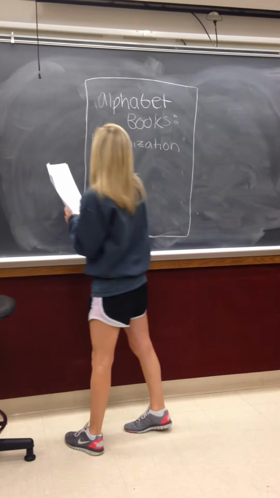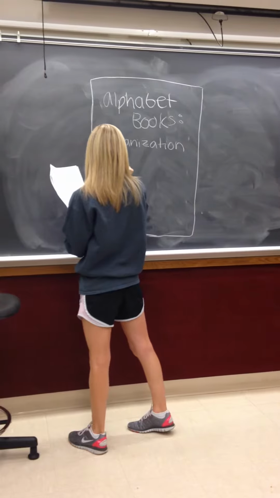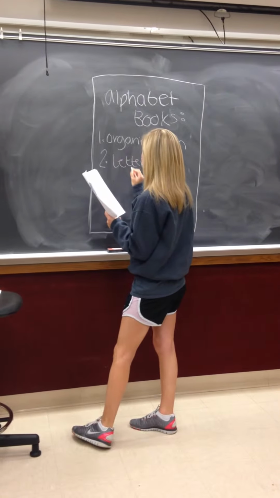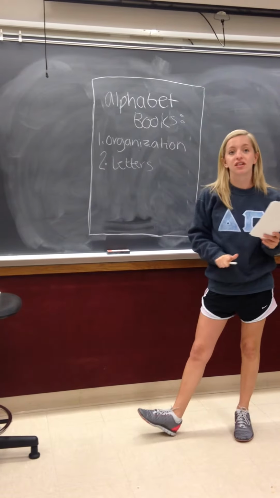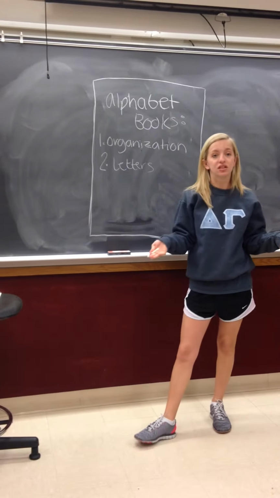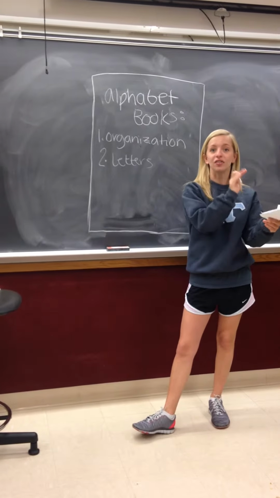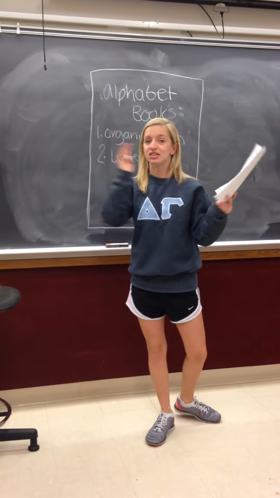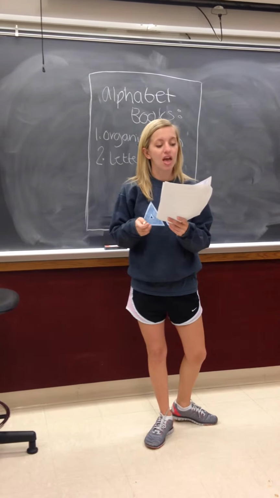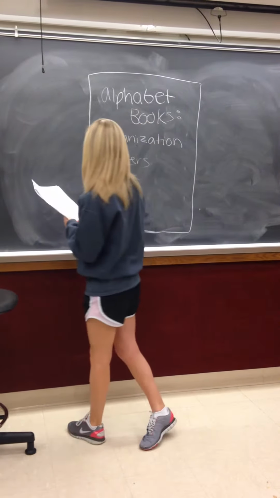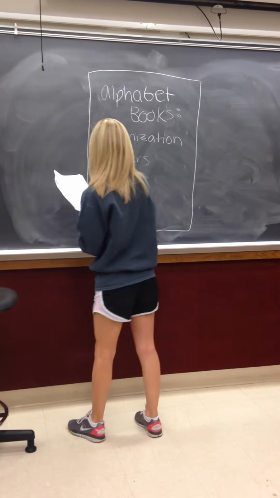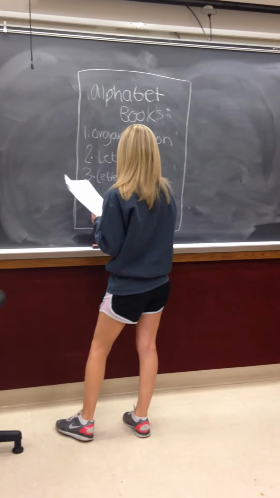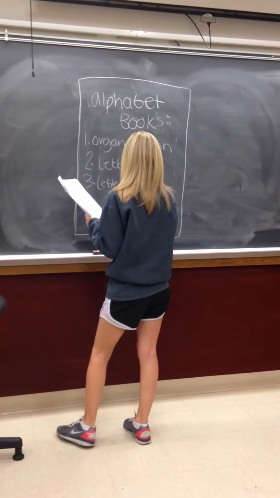So our second use for alphabet books is to organize letters. With letters, you have to have each on a separate page. So that is how we organize our letters. We separate them from each other. And the third use is letter and word association.